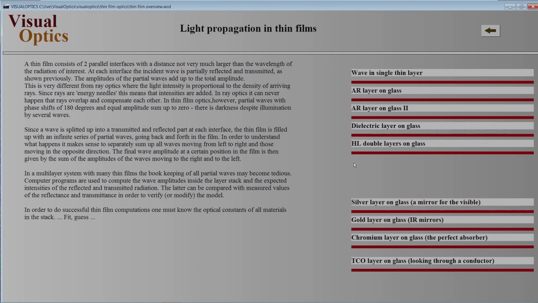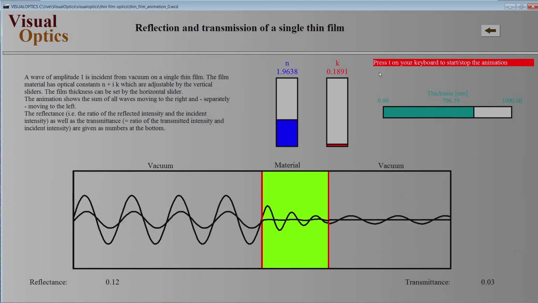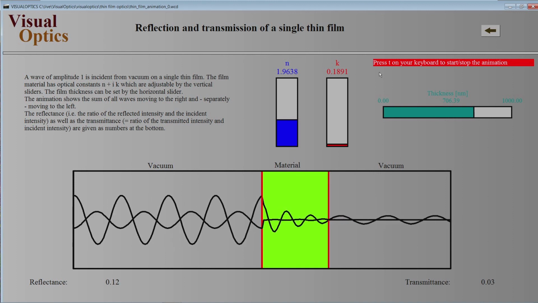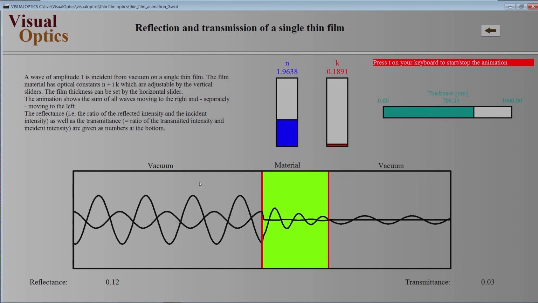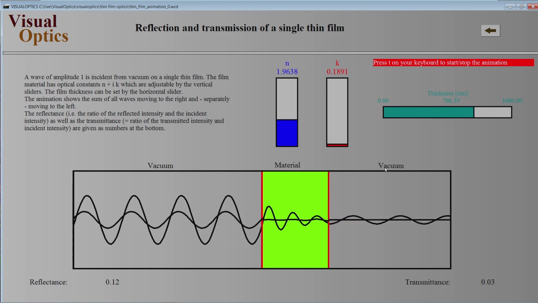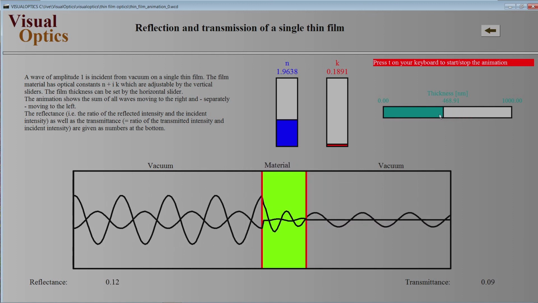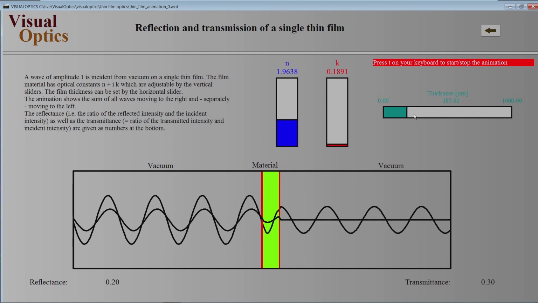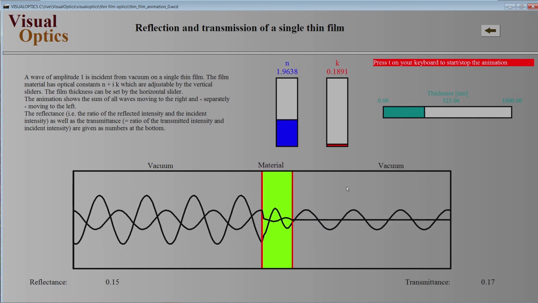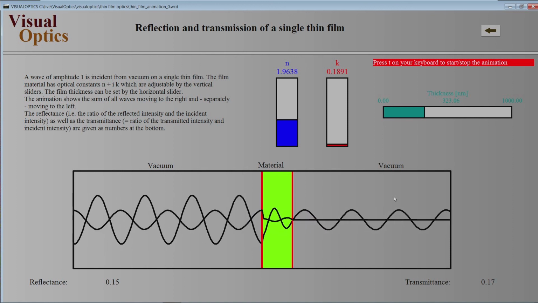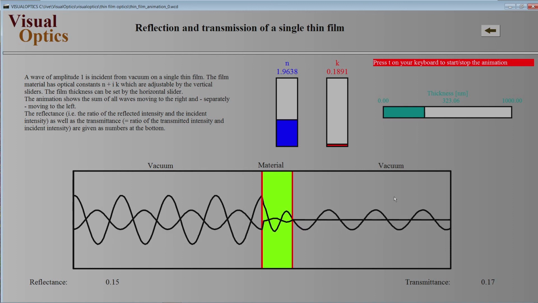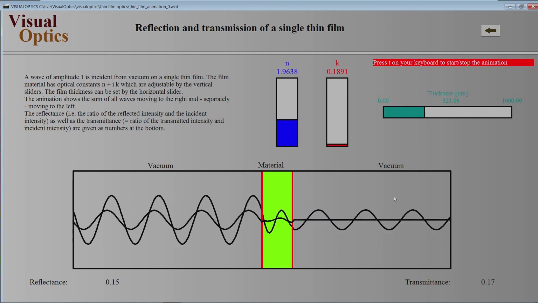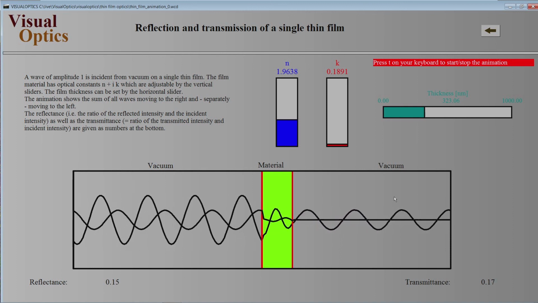Let's take a look what can happen if we have a wave in a single thin film. So here we have, just in this example, vacuum, a material with a certain thickness. I can tune the thickness here from 0 to 1000 nanometers, and vacuum on the other side. This is obviously mechanically very unstable, and I'm not really seriously discussing this as a real example.